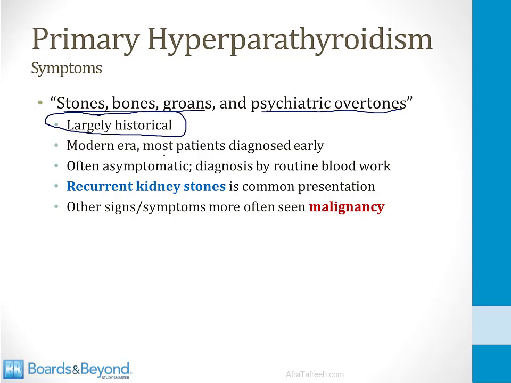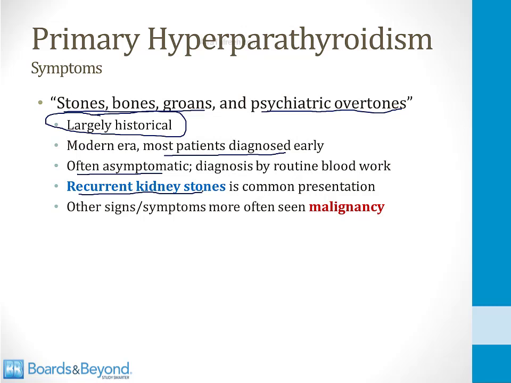In the modern era, most patients are diagnosed early in the course of their disease. In fact, most patients who are diagnosed are asymptomatic. Many primary care physicians check calcium levels annually on routine blood work, and they often make the diagnosis when the calcium level is elevated. Another common presentation in the modern era is recurrent kidney stones. Some forms of kidney stones contain calcium, and when you have mild hypercalcemia, one of the first things that can happen is you get kidney stones recurrently.